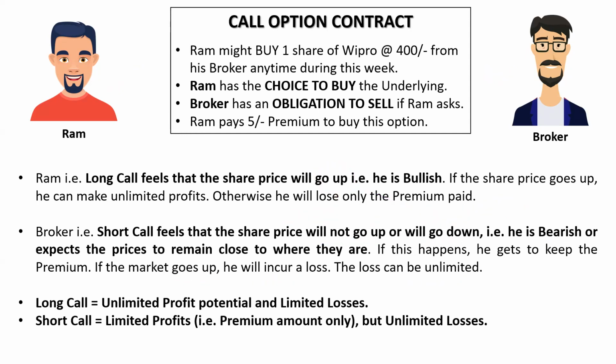Long call, Ram is having unlimited profit potential, but his losses are limited. For the short call, the broker, the profits are limited. That is, it is restricted to the premium amount only, which is 5 rupees in our case. But he has a risk of unlimited losses. So if you think about it, the short call is having more risk and the long call is having more returns. Because the broker is taking more risk, we pay him the premium.